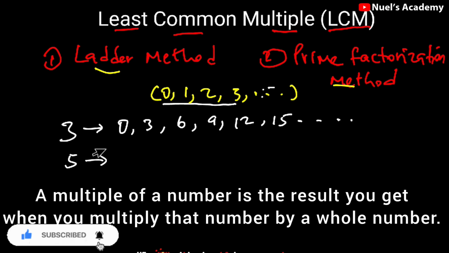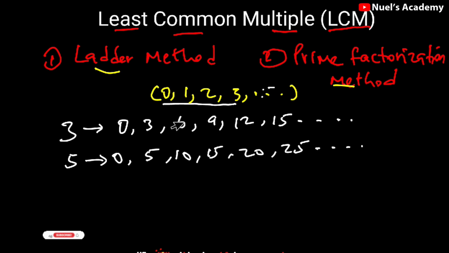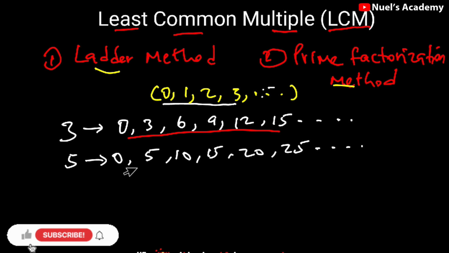Now for 5: 5 times 0 is 0. 5 times 1 is 5. 5 times 2 is 10. 5 times 3 is 15. 5 times 4 is 20. 5 times 5 is 25, and so on. So these are the multiples of 3, while these are the multiples of 5. They are gotten by multiplying 3 and 5 by whole numbers. Those numbers you get are called the multiples of the number we are multiplying the whole numbers with.